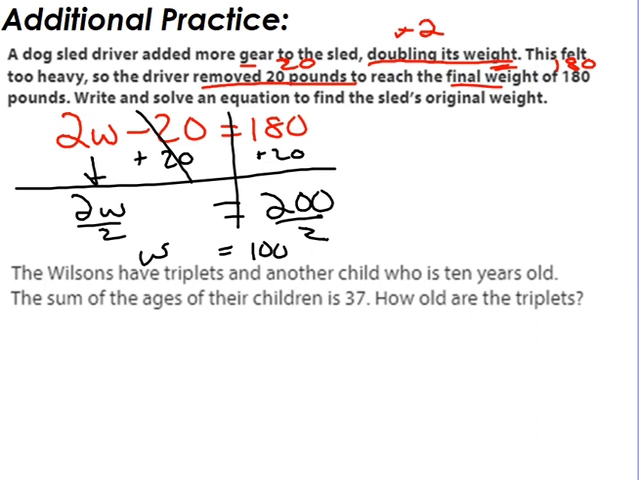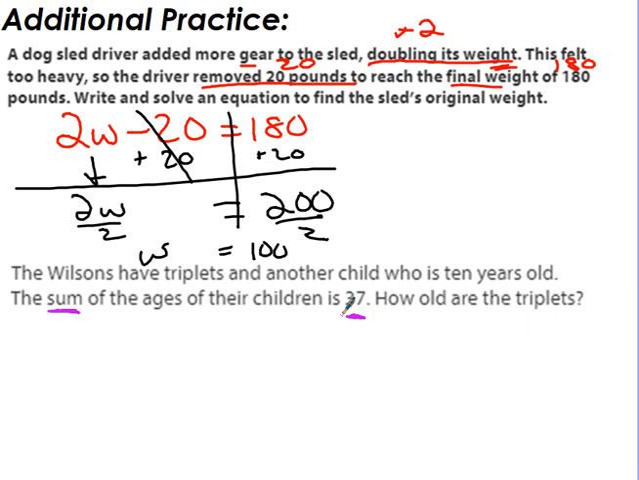Try this next one. Pause it. Try it. See how you do. The Wilsons have triplets and another child who is 10 years old. The sum of the ages of their children is 37. Okay, how old are the triplets?